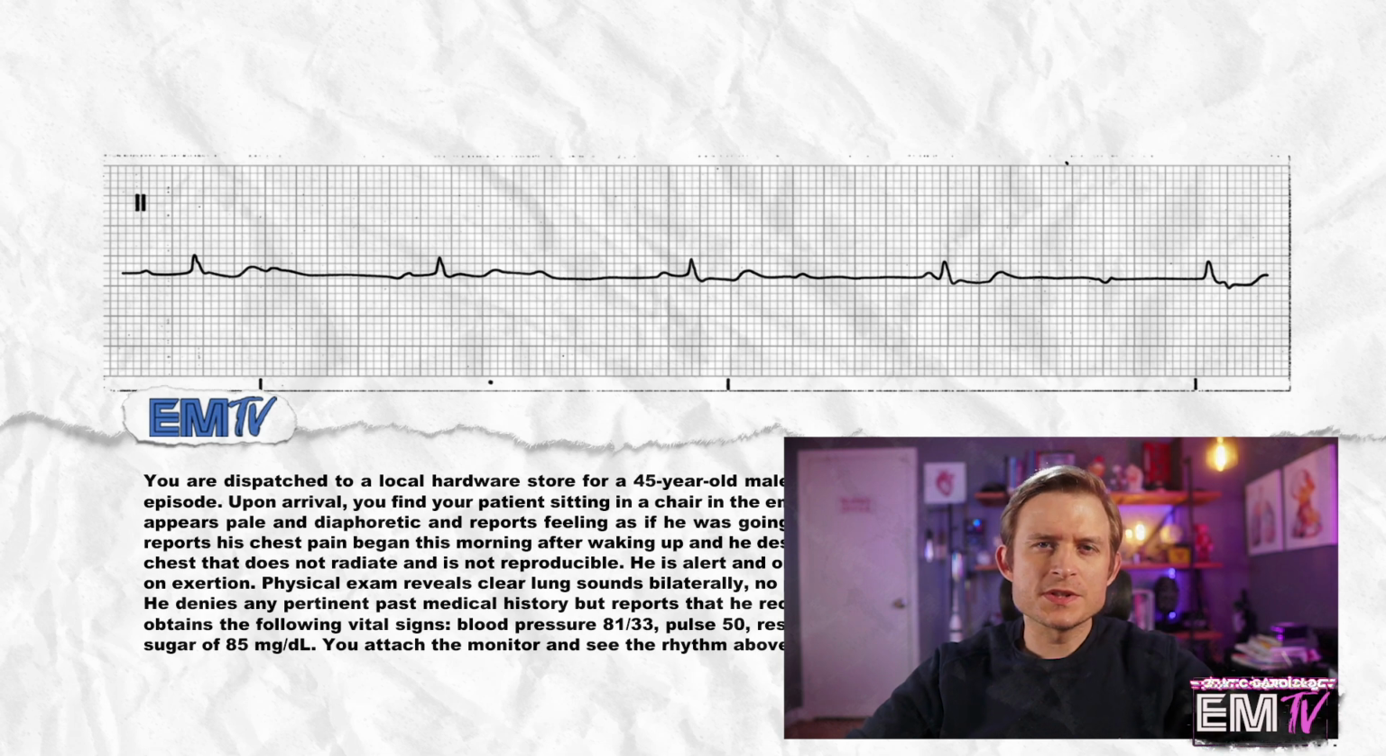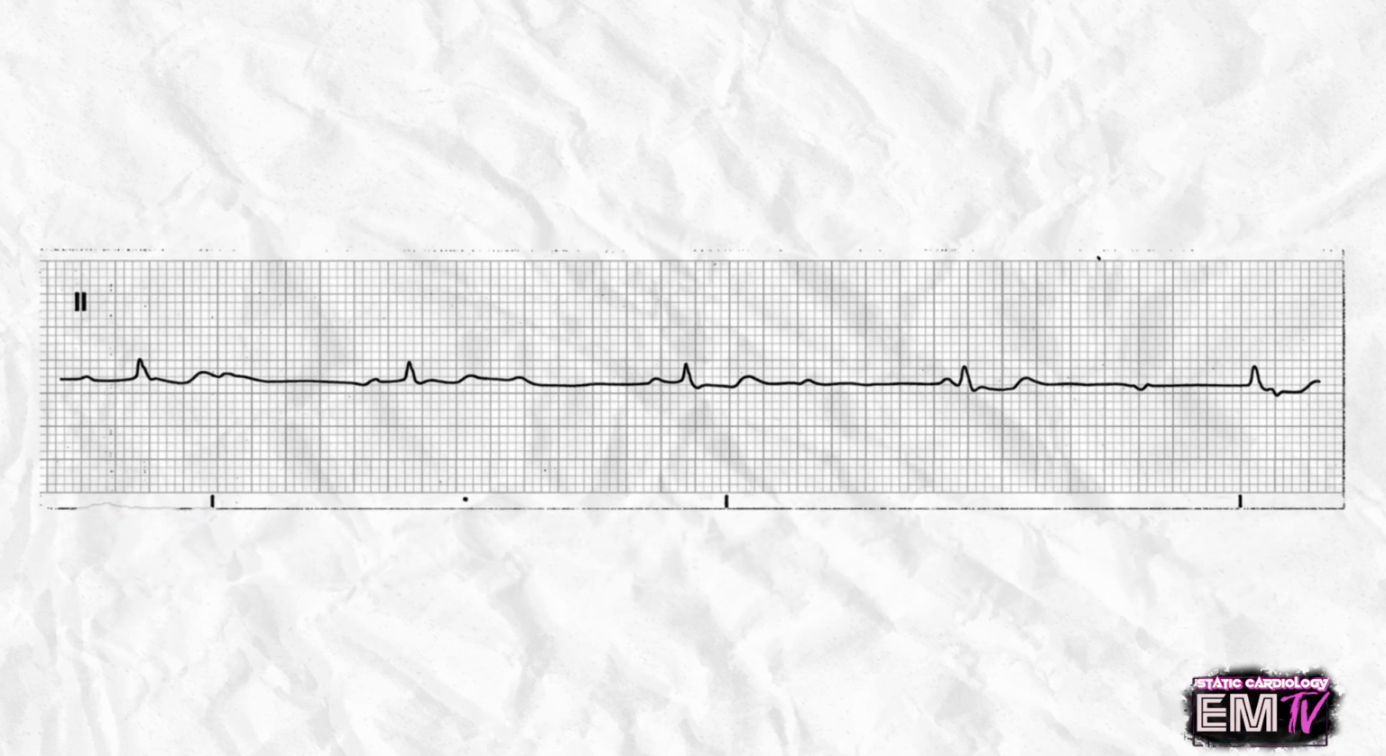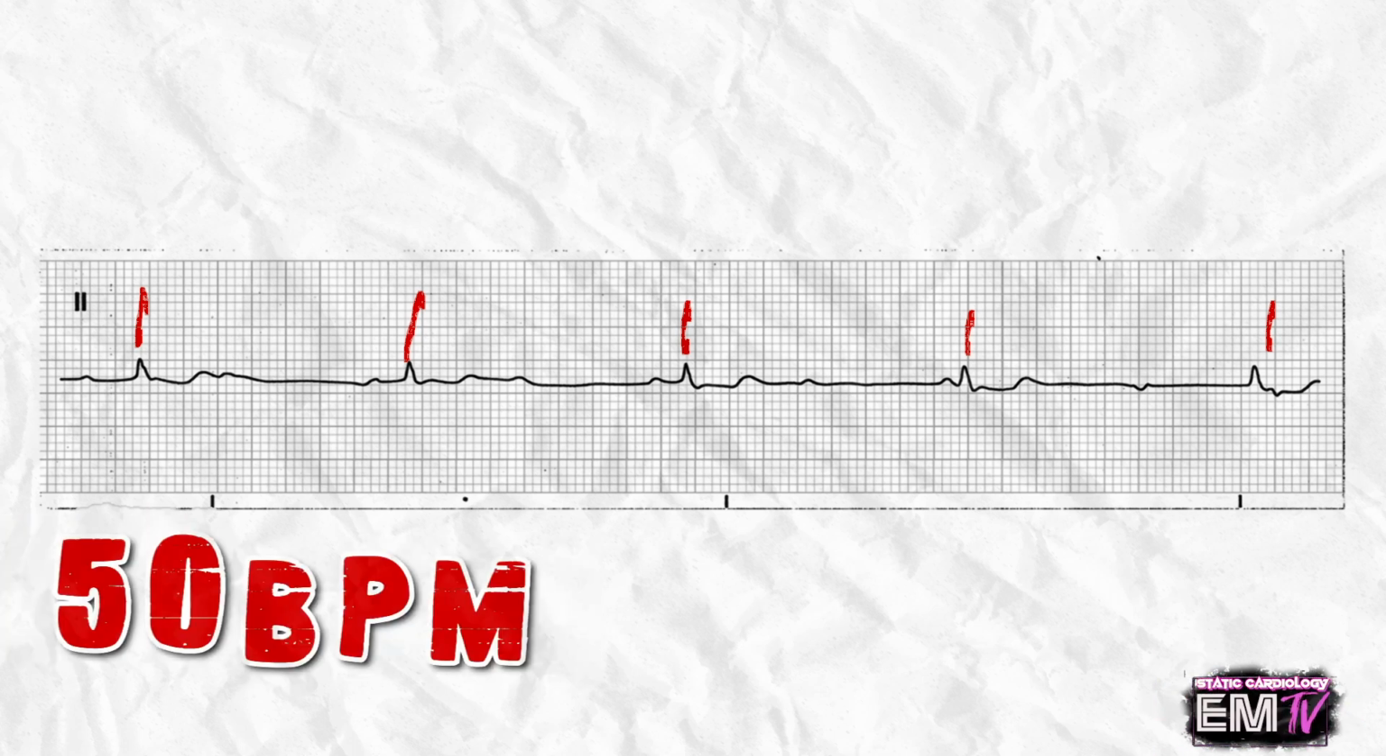I hope this rhythm didn't throw you off too much. Let's go ahead and take a look at it in a little closer detail. Now the first thing I like to do with any rhythm is count the rate. I'm counting 5 R waves here, which would make this rate 50 BPM.